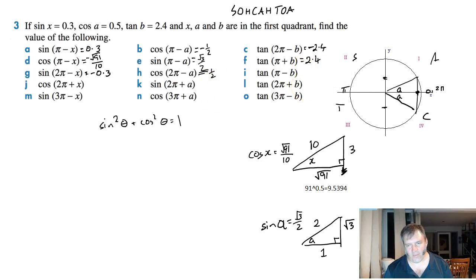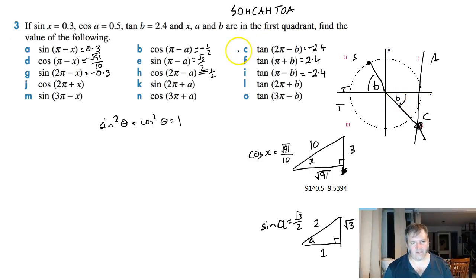Tan of pi minus b. This time we're going to be in the other direction. We go to pi and we go back by b, so it's going to be about that angle there. If I take away b, I have to extend it through until it hits the tangent. Excuse the bad drawing, but it's the same distance but in a negative quadrant, so it's going to be negative 2.4. It's the same as when we had 2 pi minus b, isn't it? That's why it's the same as part C.